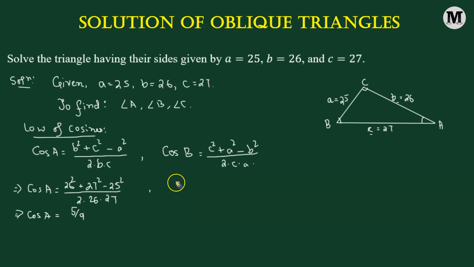Let's compute cosine of angle B. Cosine of angle B is going to be equal to C squared, that's 27 squared, added to A squared, that's 25 squared, minus B squared, that's 26 squared, divided by 2 times the product of 27 times 25. Let's compute this value as well. So cosine B comes out to be 113 divided by 225. So we have obtained the value of cosine of angle A and cosine of angle B.